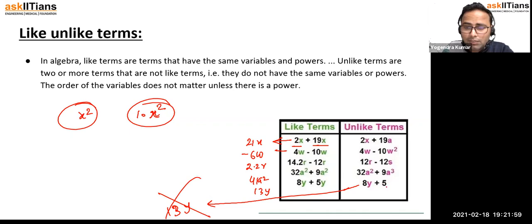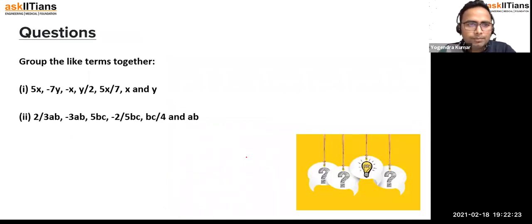Don't do that. These are not like terms. If y is there, then you can add. These are not like terms. 32a square and 9a cube, they are not like terms. You cannot add. If you say 32 plus 9 is 41, that is fine, but it should be a square or a cube, right? You cannot write anything, so that's why they cannot be added. So this is what you need to understand, like terms and unlike terms.